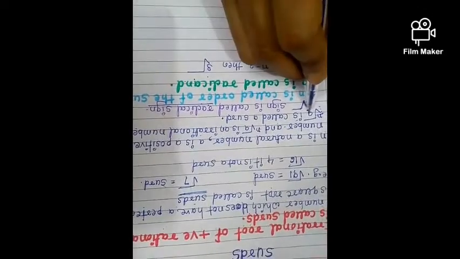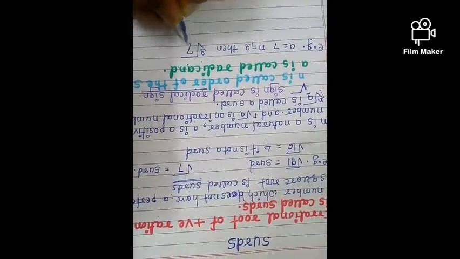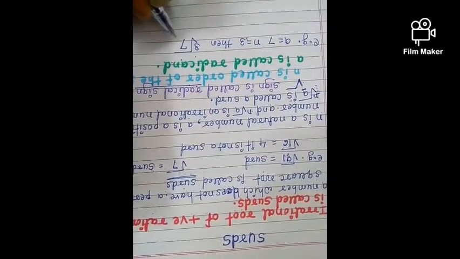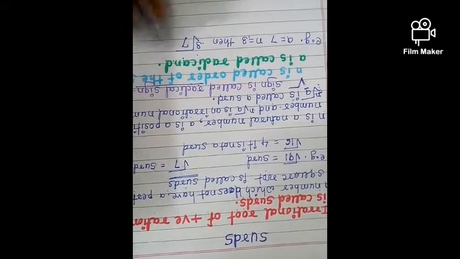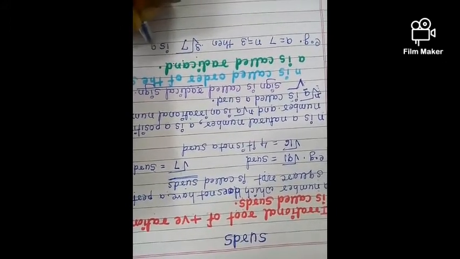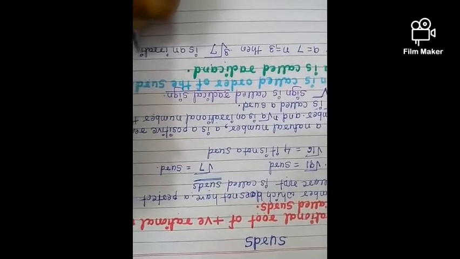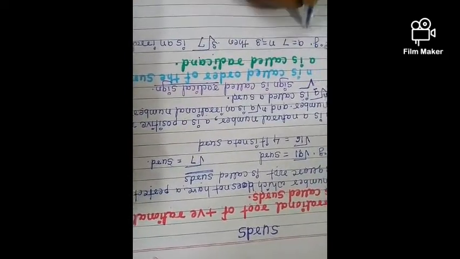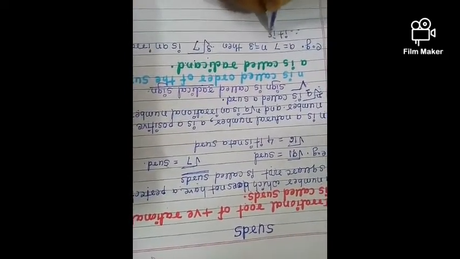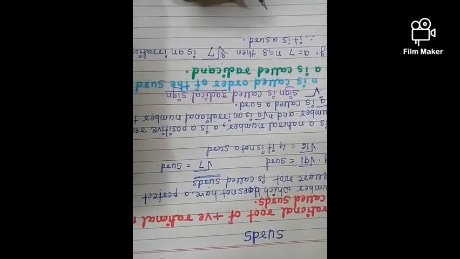So a is the radicand. Therefore the radicand here is 7. So write down here 7. So students, this 3 square root of 7 is a surd, an irrational number. Therefore, it is a surd. Right?